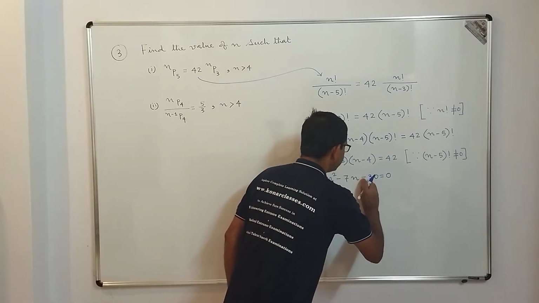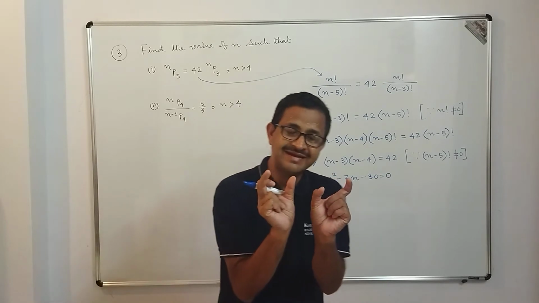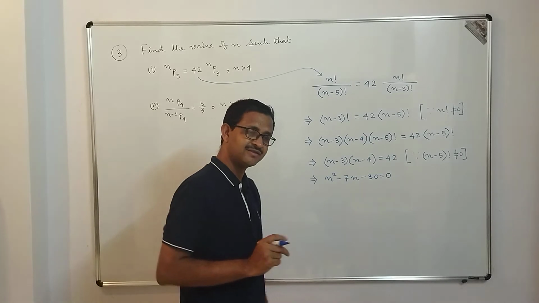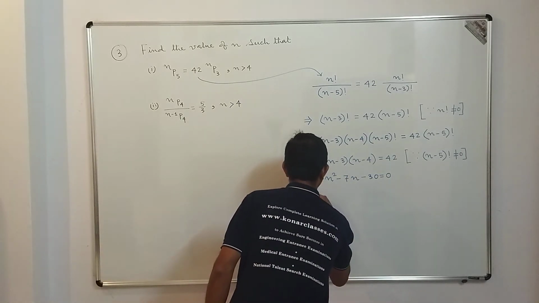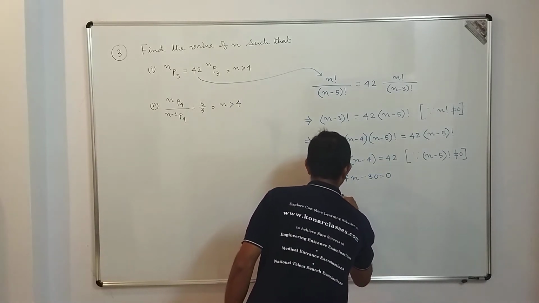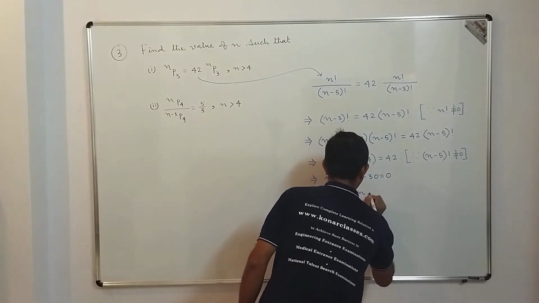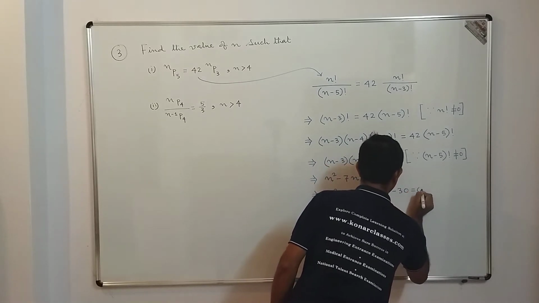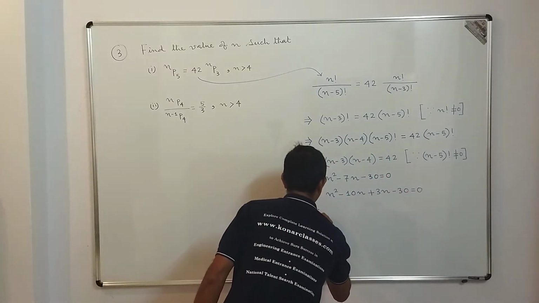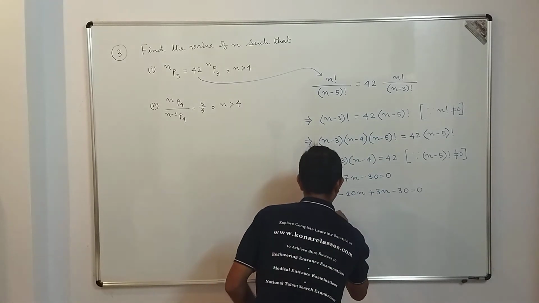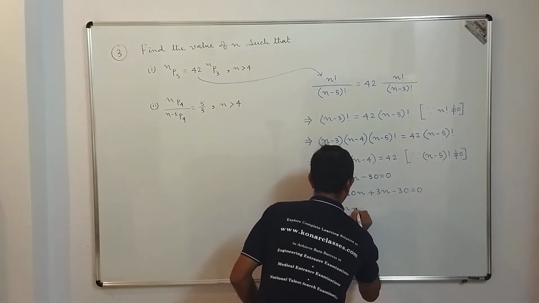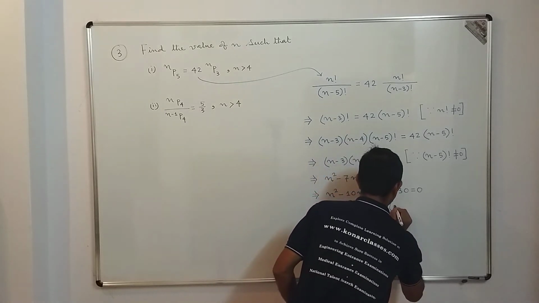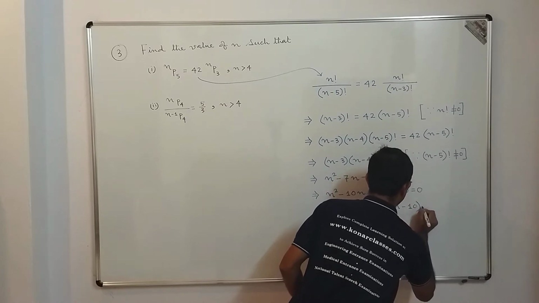How? Because this 30 can be broken into two factors, 3 and 10, and their subtraction, that is 3 minus 10, is minus 7. So what we can write here, dear students? We can write that n square minus 10n plus 3n minus 30 is equal to 0. Now we can take n common from the first two terms. So what we get? n into n minus 10, plus 3 common from the next two terms, that is n minus 10, that is equal to 0.